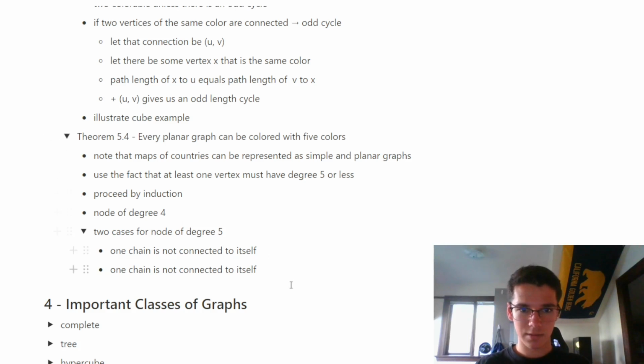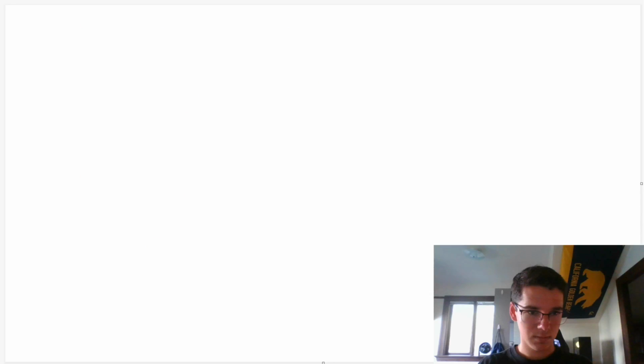So let's say we have a node of degree 4. I'm going to switch over to Paint for this. So let's say we have a node of degree 4, and this would be a country. This means that it borders 4 other countries. So we can very easily color all of the adjacent countries different colors.